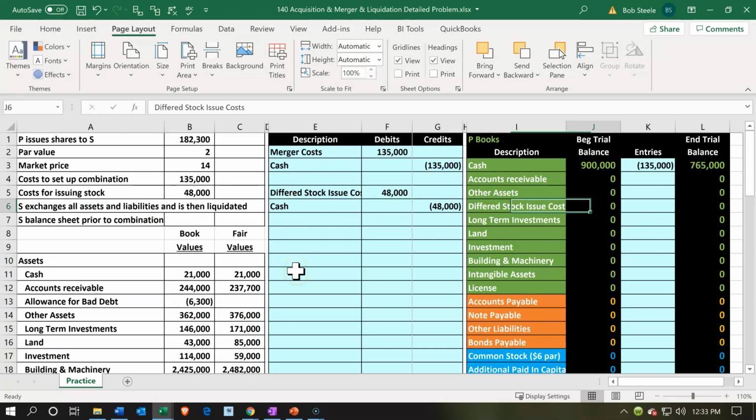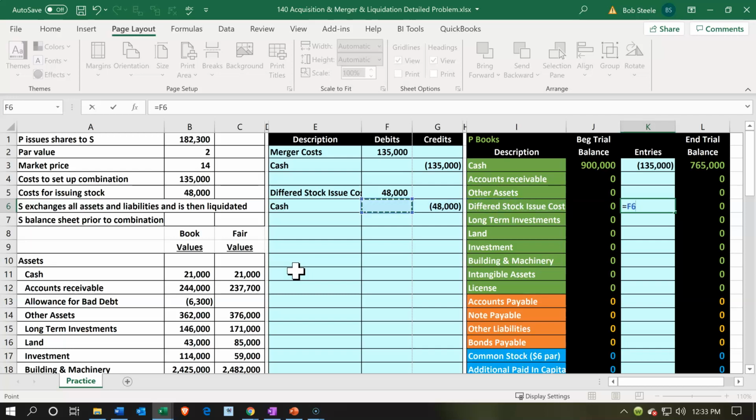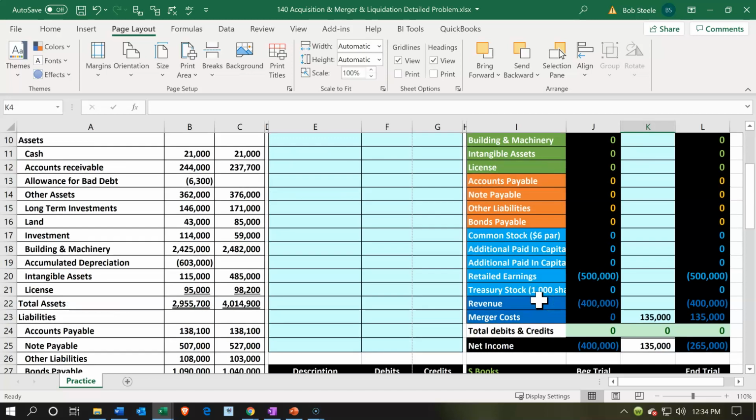All right, so then we're going to post this. I'm going to say in K6, this equals the deferred stock issue costs, and then cash up here in K3, something's in it. So I'm going to say F2 plus F2. Scroll back down, and we're going to pick up that credit to cash of the 48,000. The cash is credited there, and we're back in balance with the green zeros.